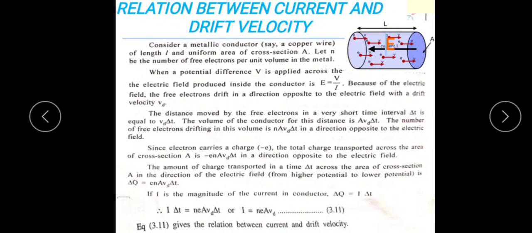Next, we want to discuss the relationship between current and drift velocity. Let us consider a metallic conductor, which you can consider as a copper conductor. Its length is taken as capital L, and it has a uniform cross-section area A. Let n be the number of free electrons per unit volume in the metal.